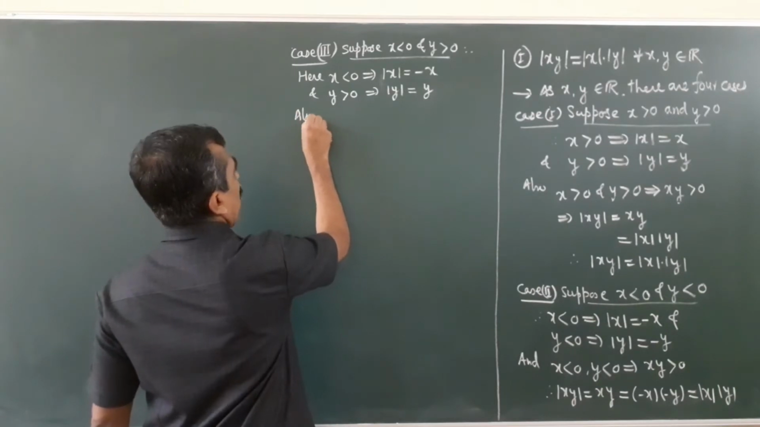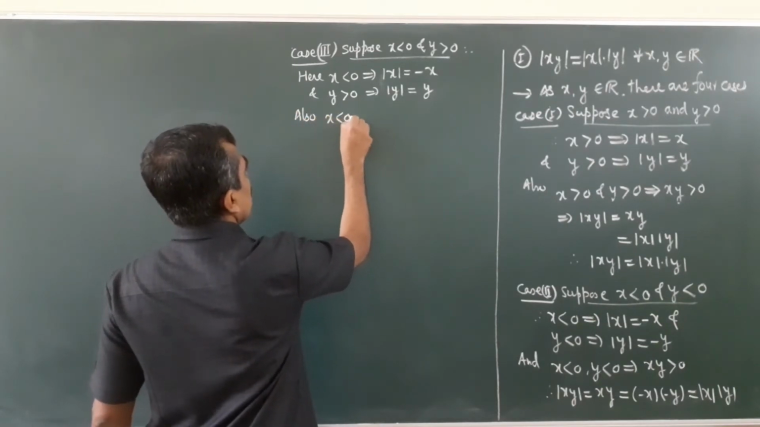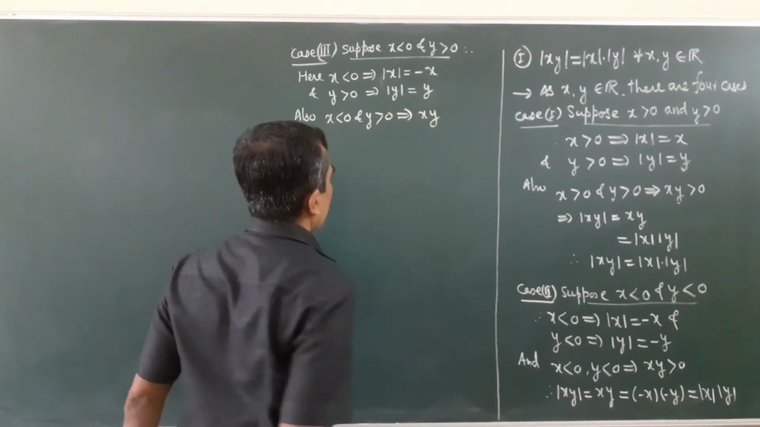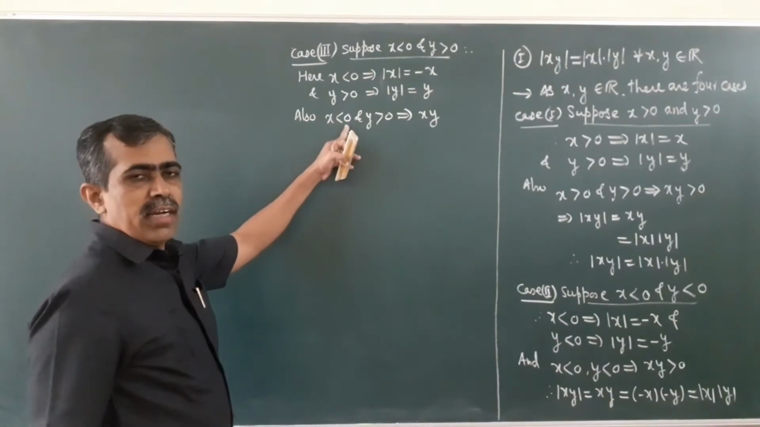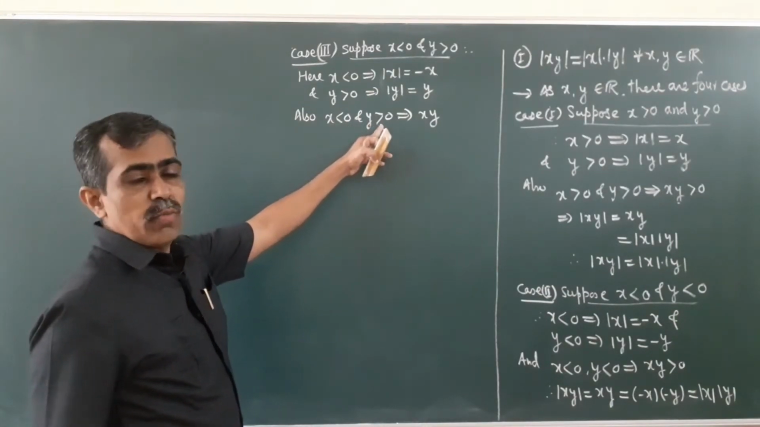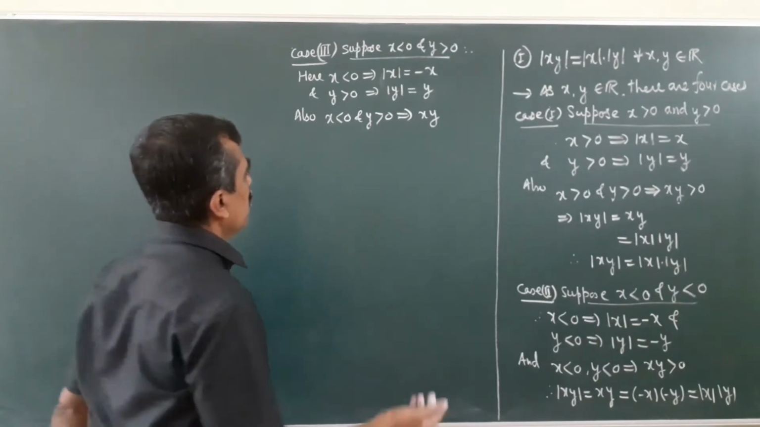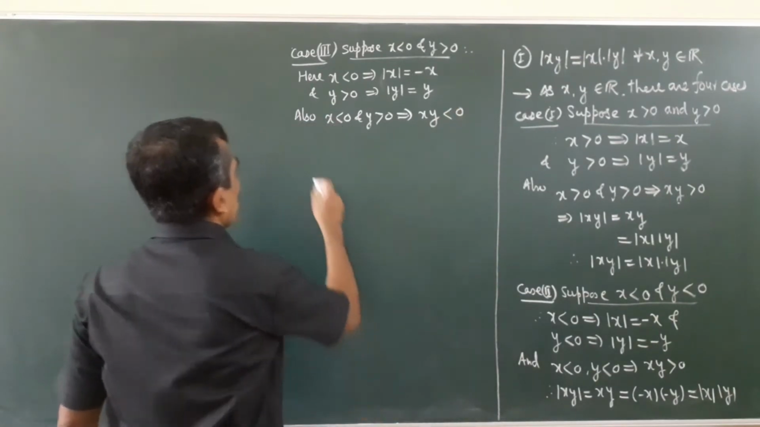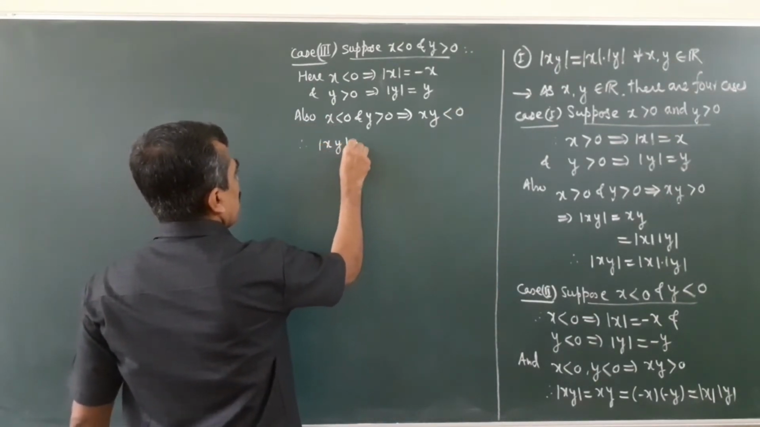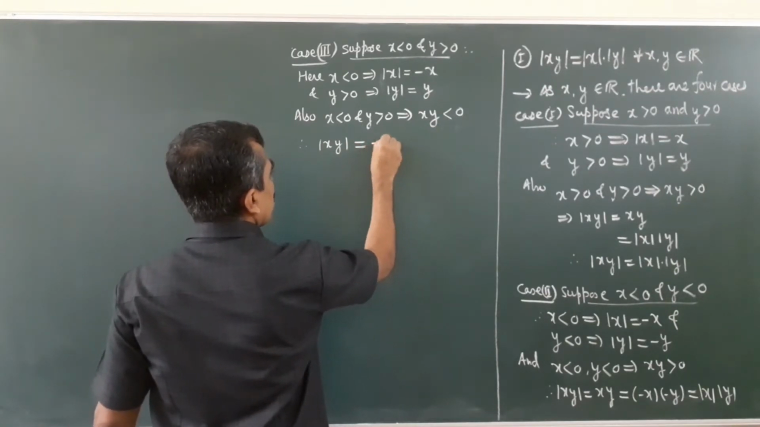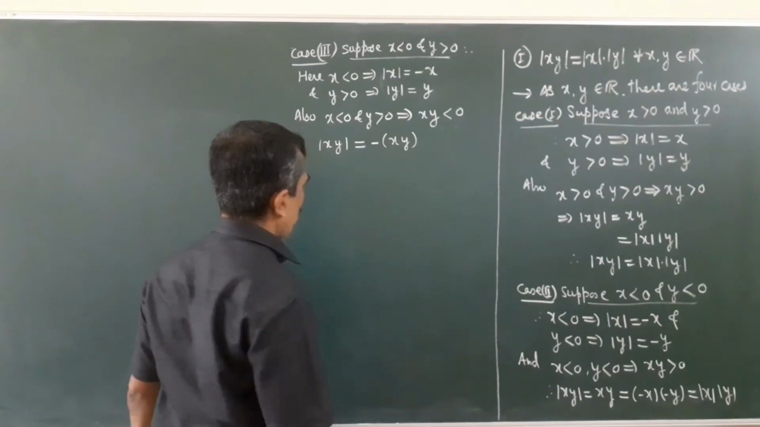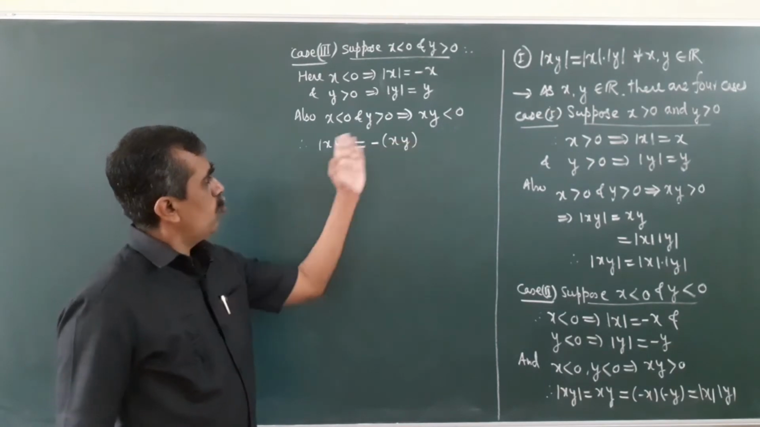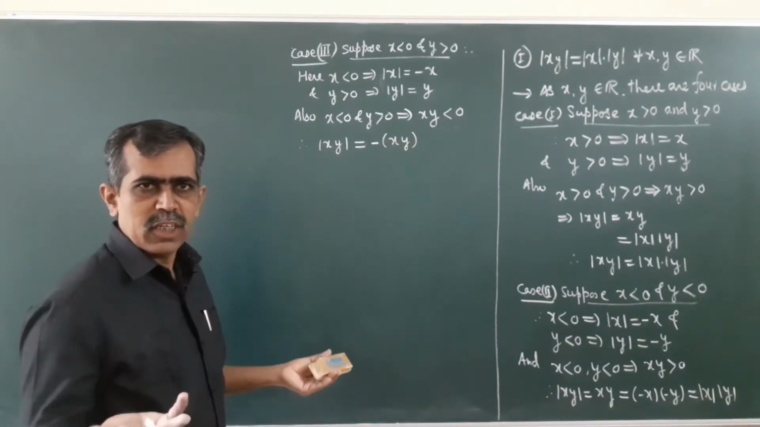Also, x less than 0 and y greater than 0 implies what about x into y? x less than 0 means minus x greater than 0, so minus x into y greater than 0 means xy will be negative. Therefore, what is mod of xy? If xy is negative real number, its modulus will be negative of that by definition.